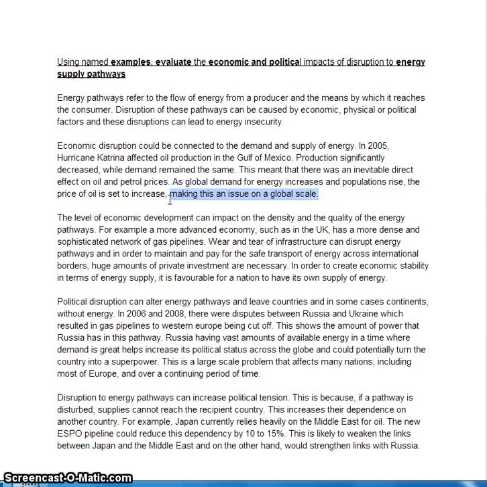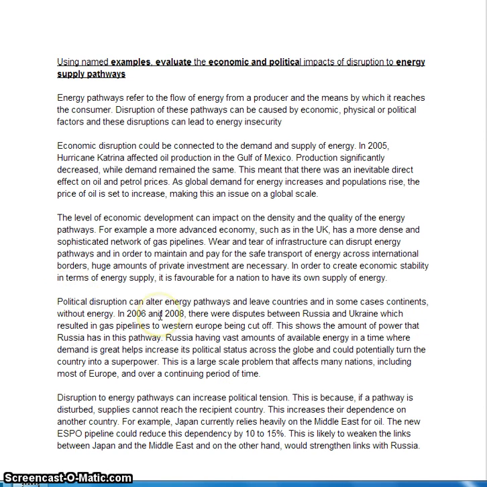Then we've got the economic development and the impact that can have on energy supply pathways. So obviously, levels of development. We've done the energy transition graph, so we know that as countries become more developed, they demand more energy, and that can have an impact on energy supply pathways, as you've talked about in this particular part of the essay, when looking at the UK. Again, we need to have more assessment or evaluation at the end just here, and it's absolutely fine to have those mini conclusions at the end of each paragraph.